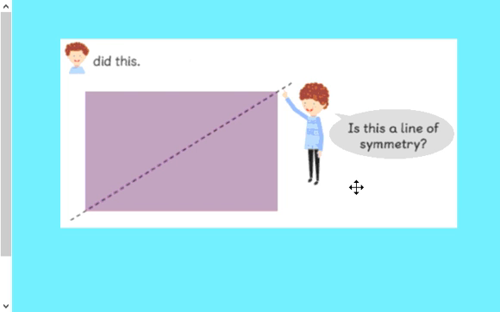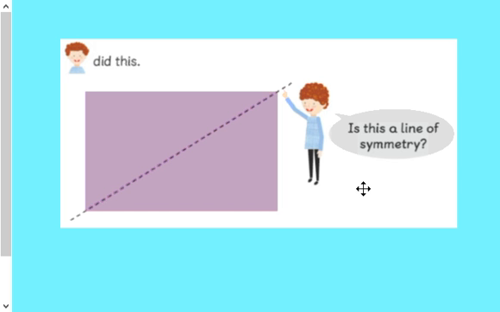Now this one's a little bit trickier, because on the square just now, when we went from corner to corner, remember it was a line of symmetry because what was on one side was exactly the same as what's on the other. If we folded it over, it would look exactly the same. But I want you to think now about the rectangle. Is this a line of symmetry? Press pause now while you're thinking about it and press play when you're ready to resume.